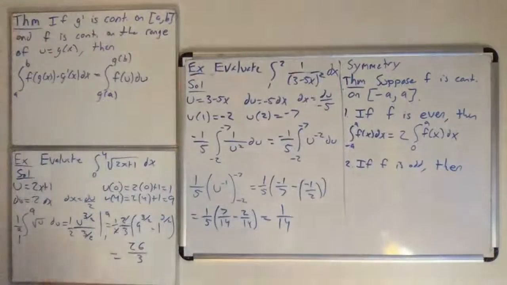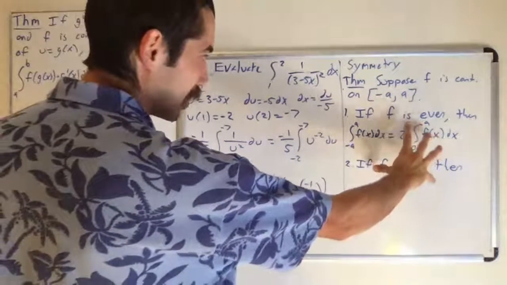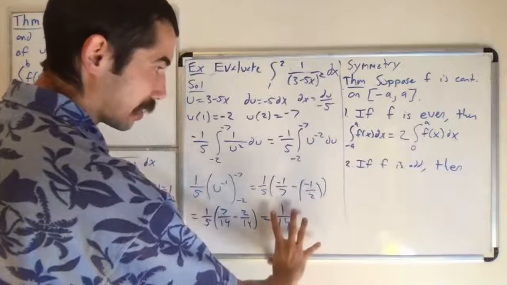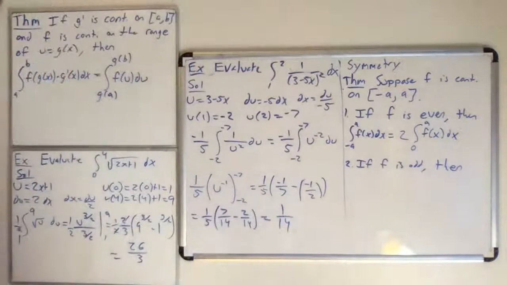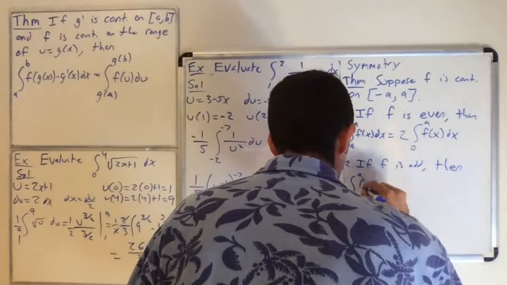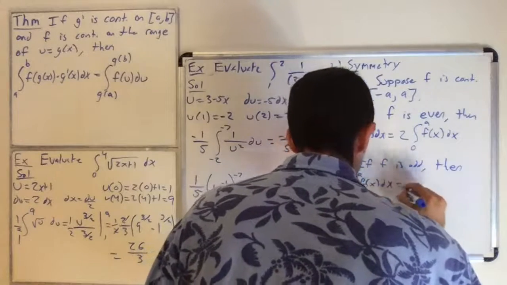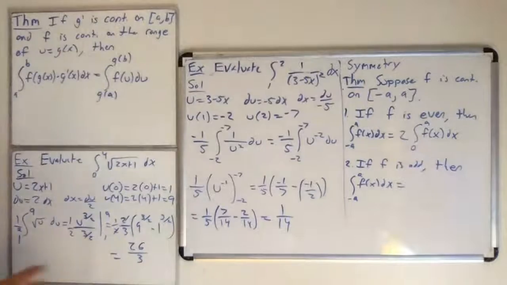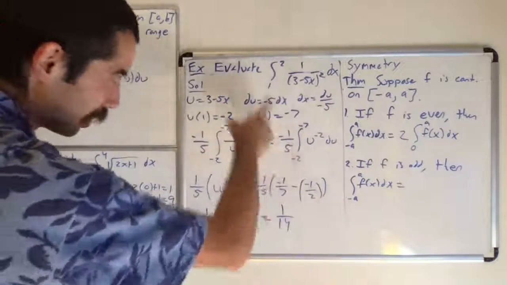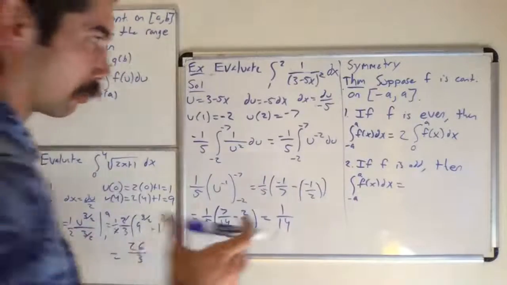And 2, if f is an odd function, well, that means everything on the right-hand side is negated on the left-hand side, right? It was symmetric about the origin. So the integral from negative a to a of f of x dx. Well, if all the positive terms are canceled out with all the negative terms down here and vice versa, this integral is just going to be 0.